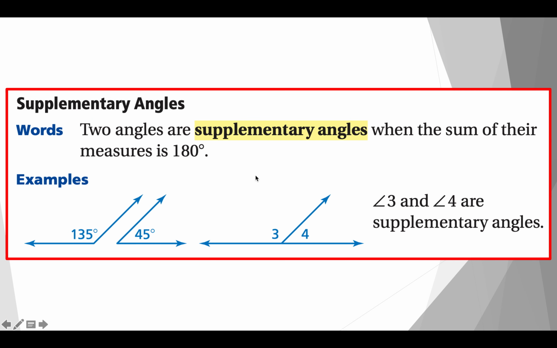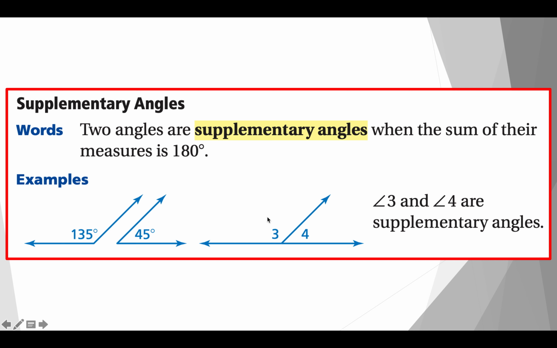Let's see what is supplementary angles. Supplementary angles are two angles add up to 180 degree, or sum of two angles is 180 degree. Look at this example. Here the angle measure is 135 and the angle measure is 45. So if you add 135 plus 45, it's equal to 180, which means these two angles are supplementary angles.